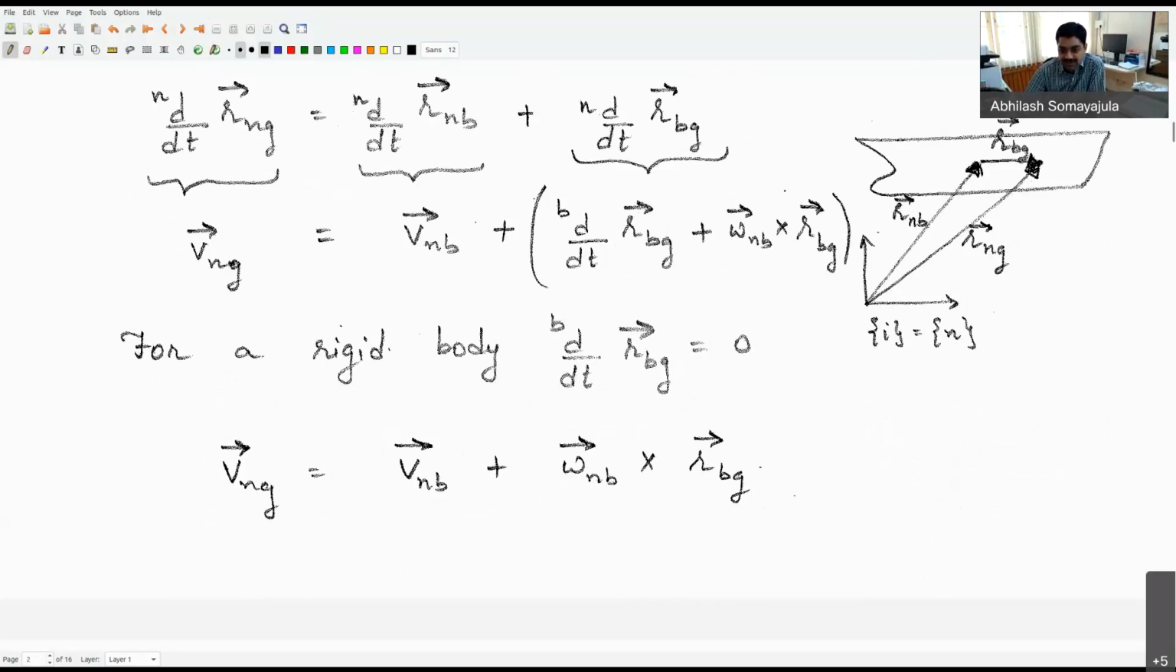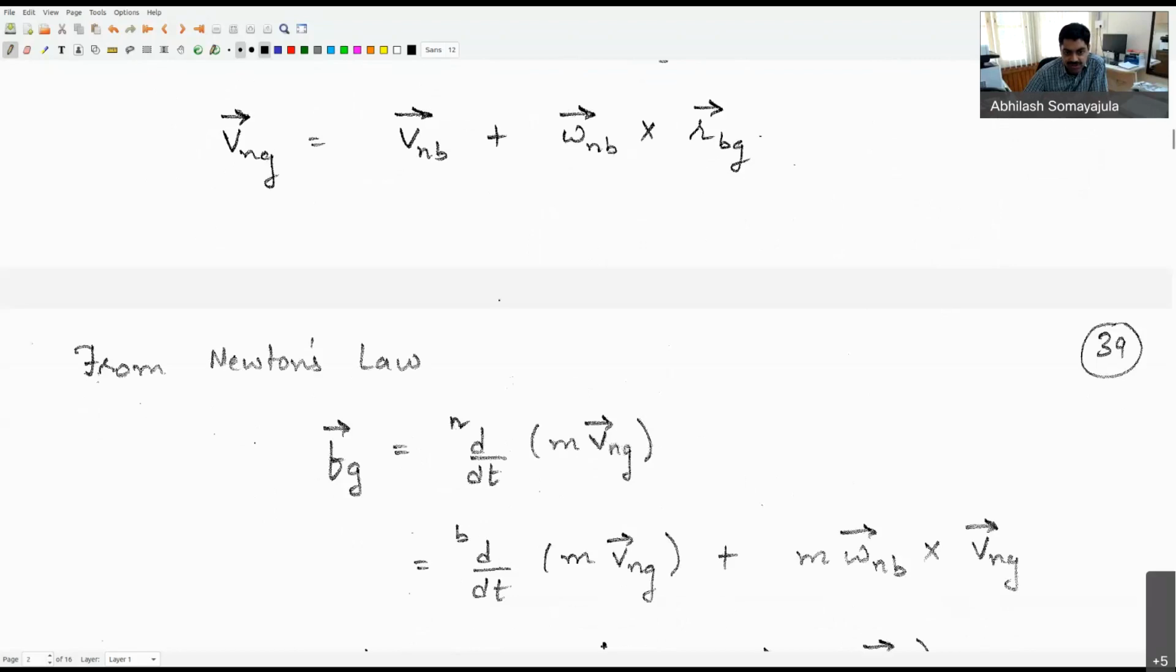So only this term is left, giving us that the velocity of the center of gravity in the NED frame is equal to the velocity of the coordinate origin of the body fixed frame with respect to the NED frame plus omega cross r, where r is the vector pointing from the origin of the body fixed frame to the center of gravity.